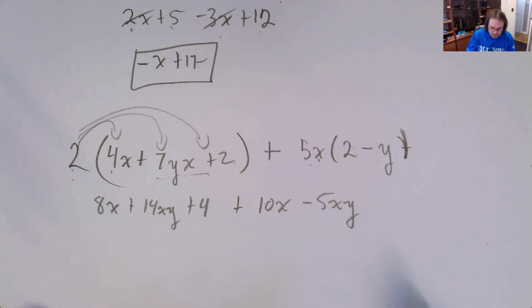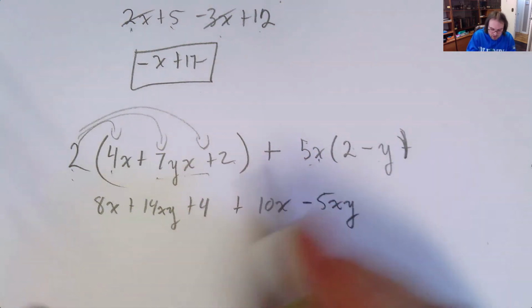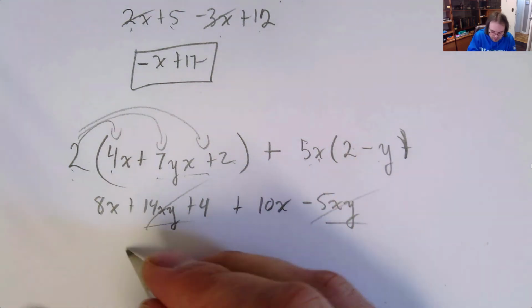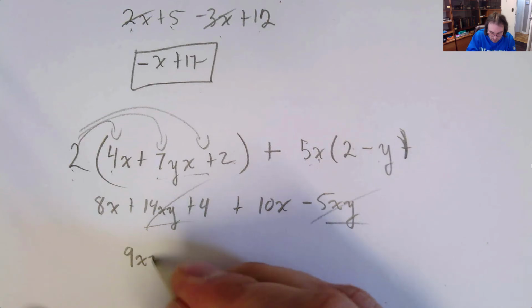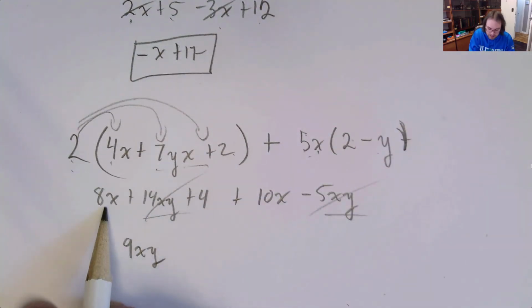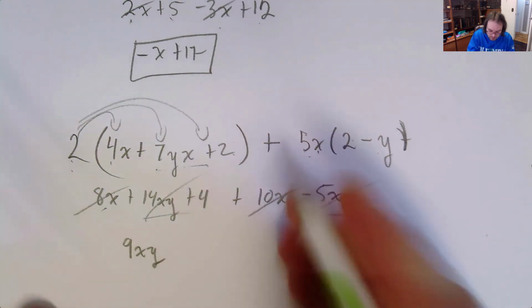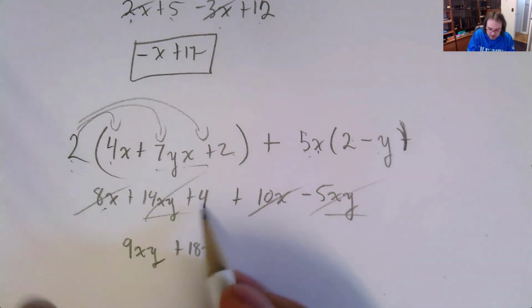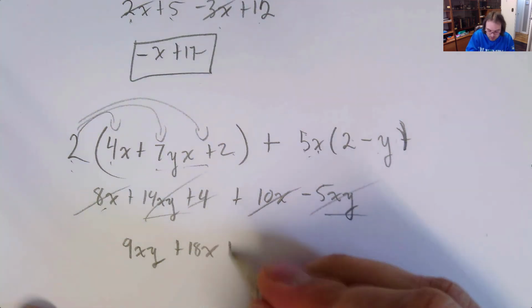Now I'm going to try to simplify. So I'm going to first look at my xy's, because these have the most variables. So I have 14 and negative 5 is going to give me 9xy. Then we look at my x's. 8x and 10x will give me plus 18x. And then lastly, I just have this 4, which is plus 4.